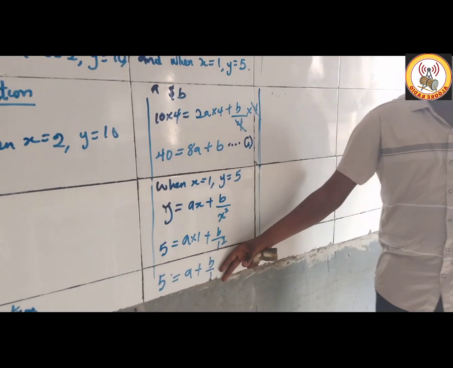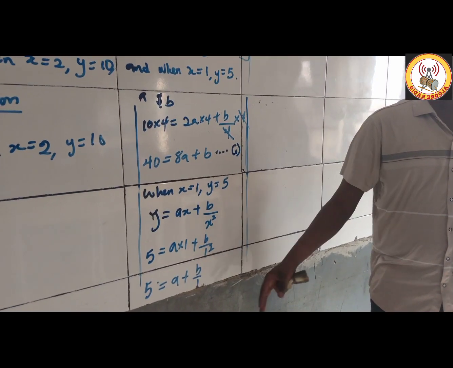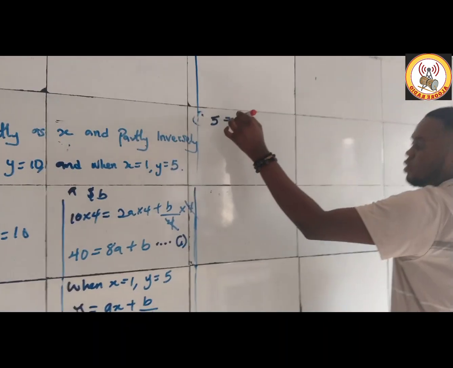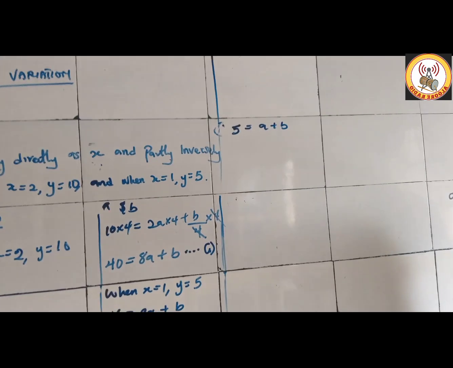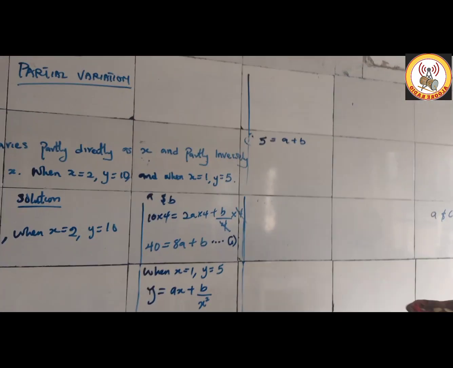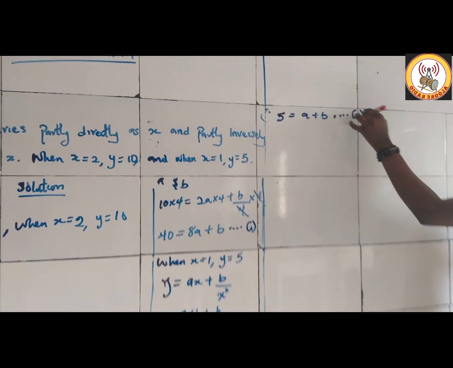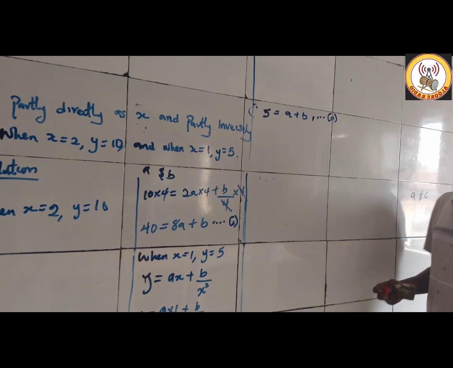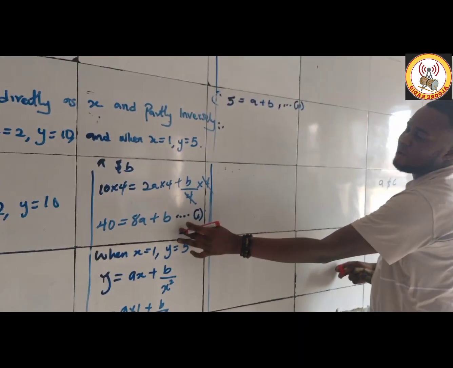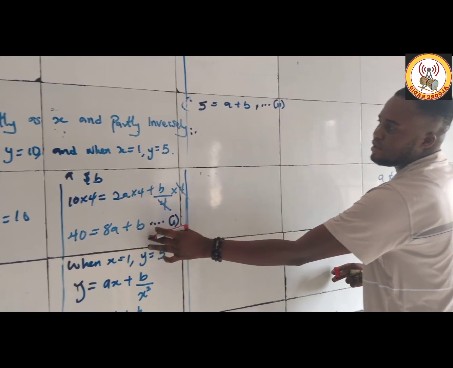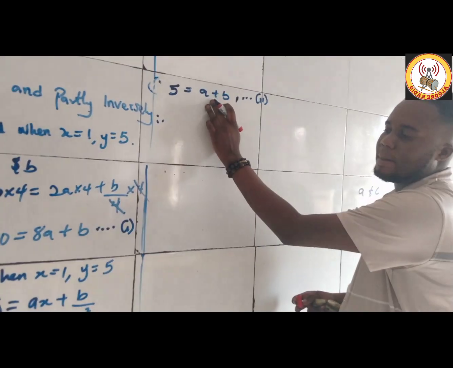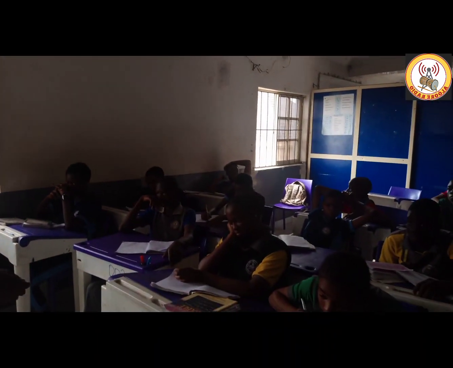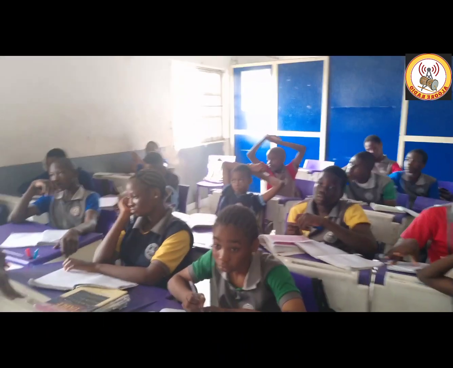To get rid of this, we multiply by 1, and when you multiply by 1, you still have 5 equals a plus b. That's equation 2. So now we are left with equation 1 and equation 2 in your simultaneous equation. Are you getting it now? Yes.